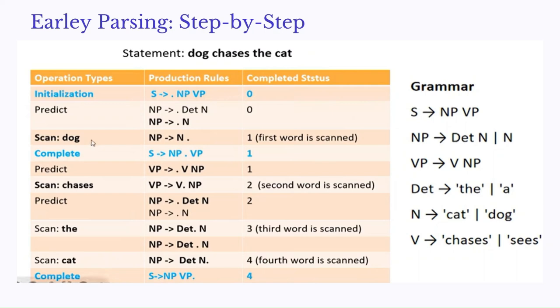So the fourth word is also scanned and finished, and then you complete it. So yes, NP dot VP. One complete will be there once you complete the noun phrase, and after that you complete the whole sentence and the verb phrase also. So this is the step in which you do Earley parsing. The only thing is you move the dot operator, and the three core operations you do are scan, predict, and complete.